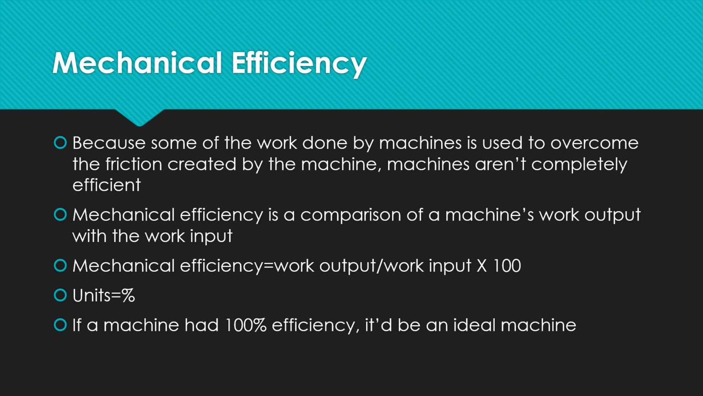The higher the efficiency means the less friction. So if you make it so there's less friction, you're going to have a more efficient machine. It is impossible to have 100% efficiency. Why? Because we always have friction. We should hopefully get this through our heads by now. But if we did have something like that, it'd be called an ideal machine because we would have just as much work going out as we had going in.